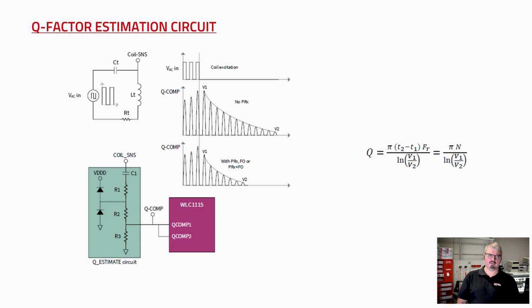Also, you need a Q factor estimation circuit. So here you excite the coil with a pulse at the input, and then you just see how much it degrades. For example, if you have no receiver, the degradation takes more time than if you have a receiver or foreign object detection, which you can see at the bottom. Then you can calculate the Q factor from the voltage at the beginning and at the end, and the time when the voltage occurs.